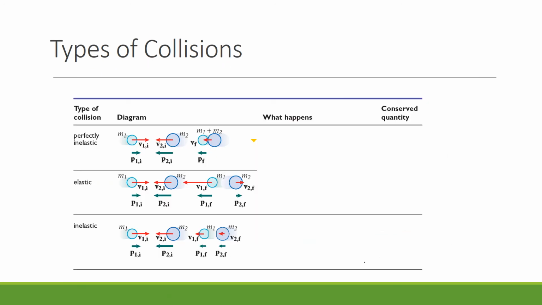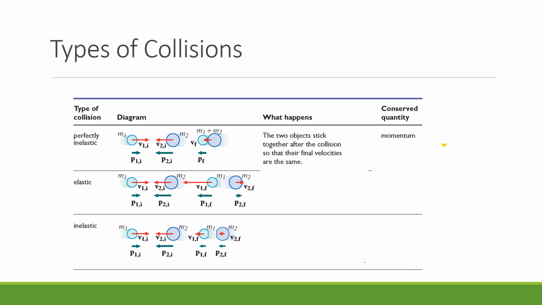Now we will summarize what we learned in this video. We have three types of collisions: perfectly inelastic, elastic, and inelastic collisions. In perfectly inelastic collision, the objects after collision stick together so that their final velocities are the same, and the only conserved quantity in this case is the momentum.